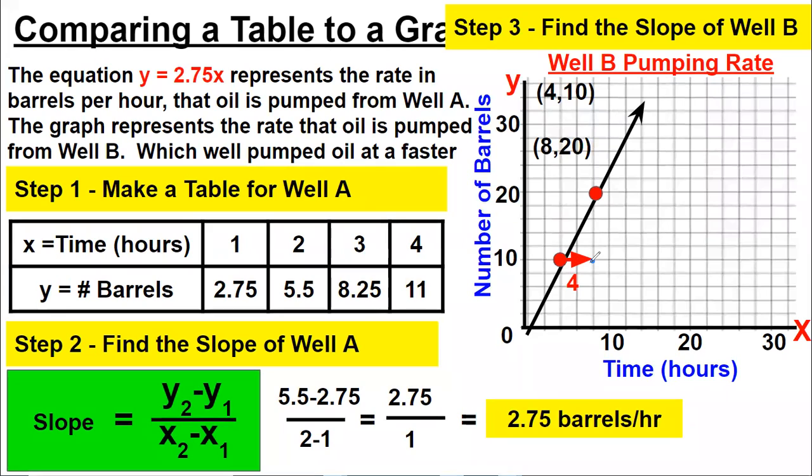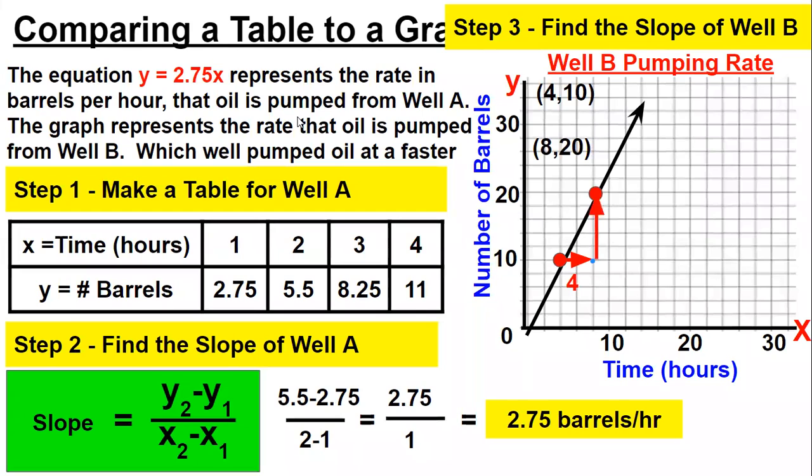Right now, this is 4 units. How do I know that? Because 2, 4, 6, 8, 10. Every line is 2. So I go from 2, 4. Now this is going to go up by the same. 2, 4, 6, 8, 10, I believe. So let's put that in there. And that rise is 10. So the slope of that well B there is 10 over 4.